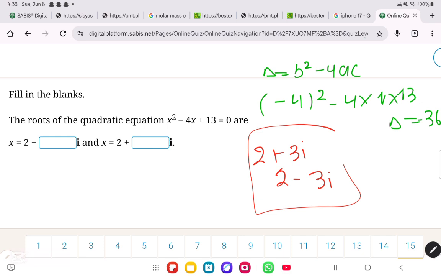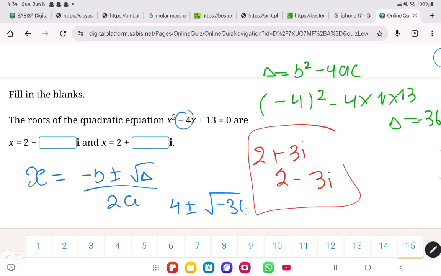Okay, so now we will need to put it in the equation of the roots, which is minus b plus or minus radical discriminant over 2a. We have b in this case, which is minus 4. So minus minus 4 will give us 4 as an answer. Plus or minus radical discriminant, which is minus 36, over 2a. So 2 times 1, which is 2.